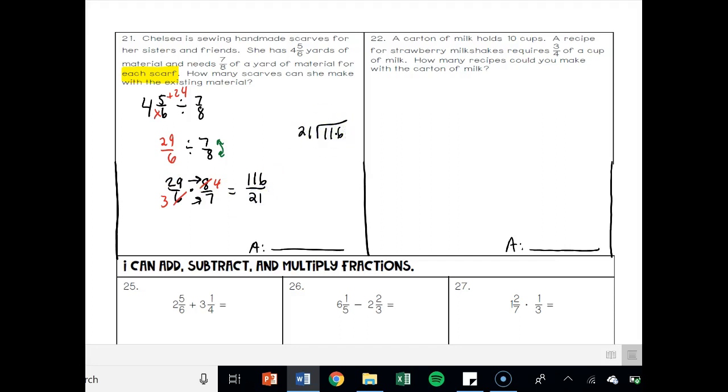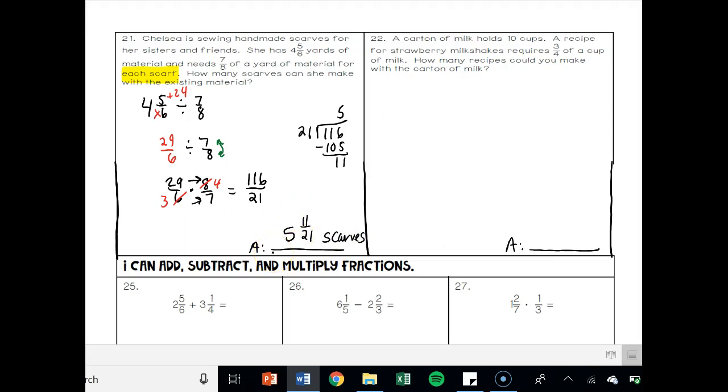You just use your reference sheet, go across, notice it can't go in bigger than 5 times. That gives you 105, with 11 left over, so you get 5 and 11/21 yards, or scarves she can make. Really, she can only make 5 scarves, right? But exactly 5 and 11/21.